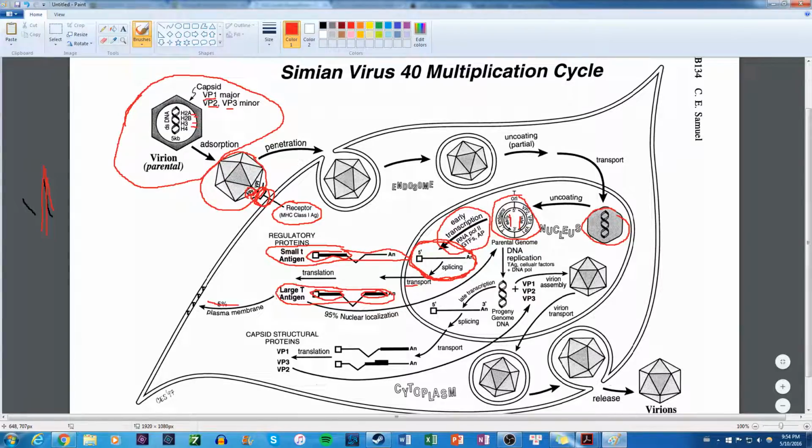In this case, retinoblastoma protein, which is a tumor suppressor, so that it can increase cell growth, right? When a cell's growing, it needs to make DNA, it needs to make proteins. Large T antigen sets the stage for the virus to take advantage of that cell growth. Okay. Large T antigen also binds to p53, which is another tumor suppressor gene.